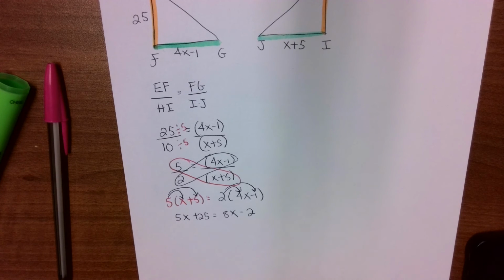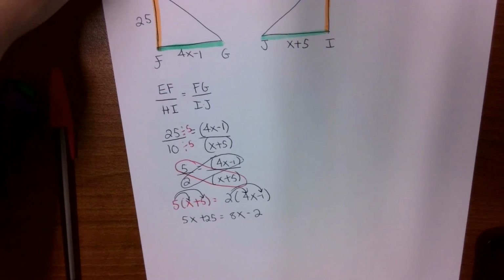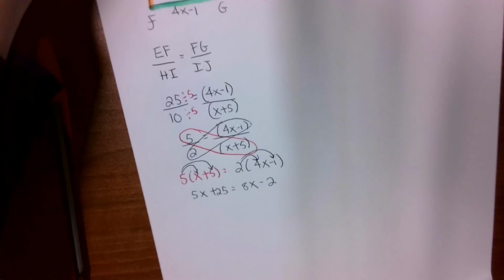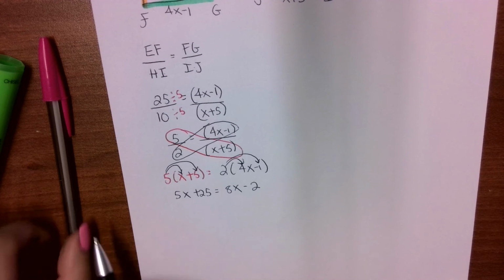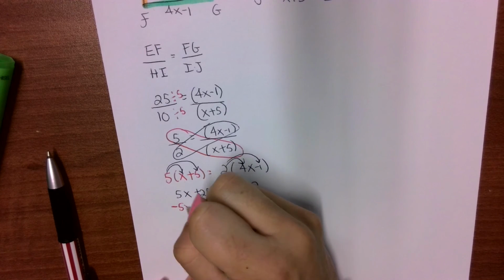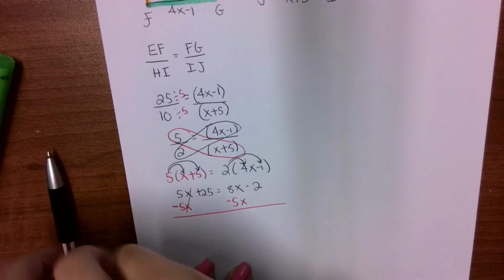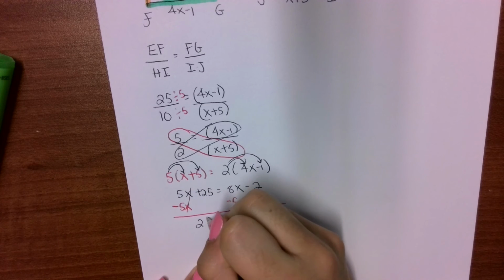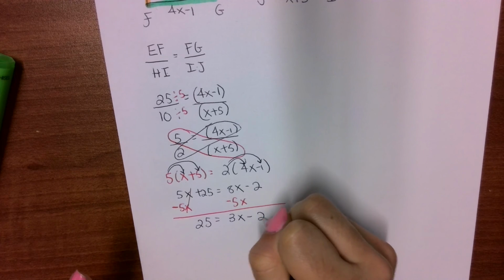I need to solve for x. I see x is on this side and on that side. I want them to be on the exact same side. So I'm going to move it over. I always move the small one over. That way I have no negatives. It's a positive 5x, so I'm going to subtract, opposite operation. We're going to have 25 is equal to 3x minus 2.